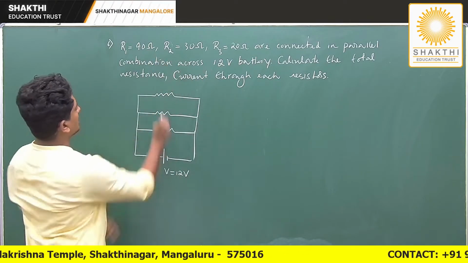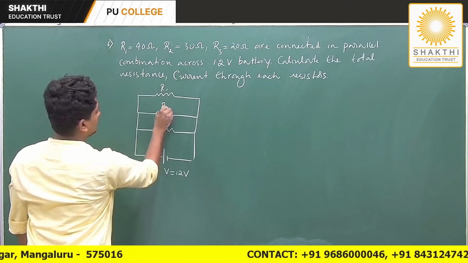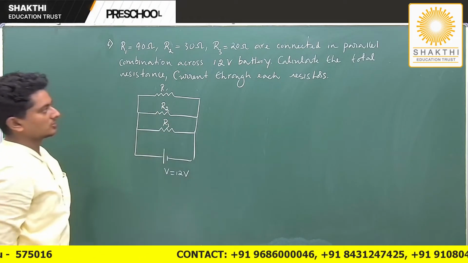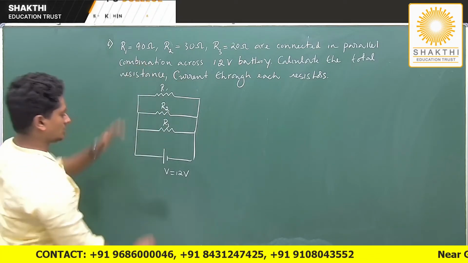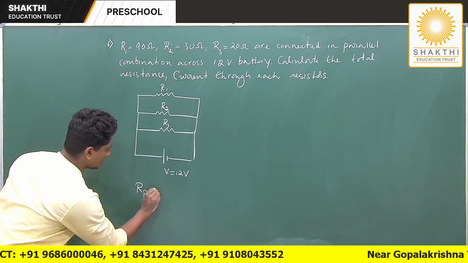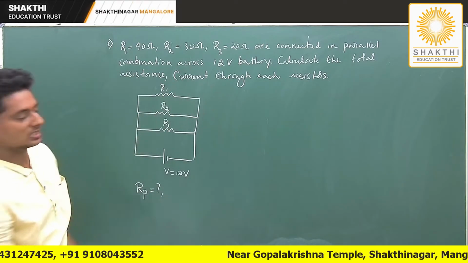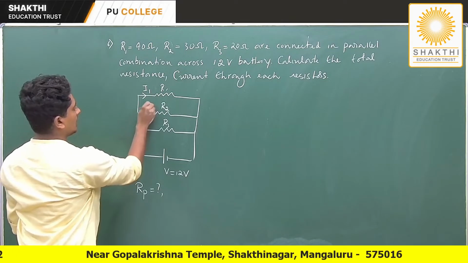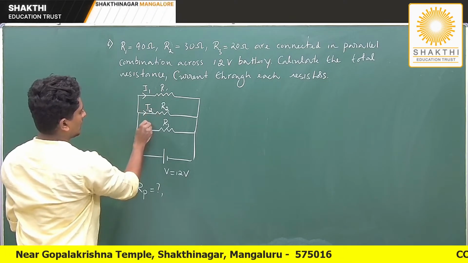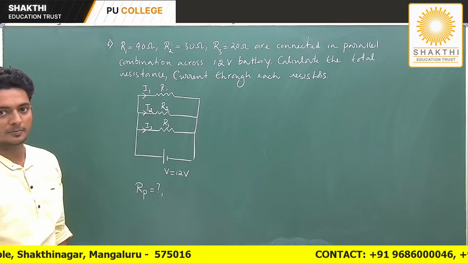R1, R2, R3 they have given, that is 40, 30 and 20. What is the question? You have to calculate what is the total resistance here. I'll take it as RP because it is a parallel combination. Then the current through each resistor. So let I1 be the current through R1, I2 be the current through R2 and I3 be the current through R3. What are these currents? You have to calculate. Let us start.